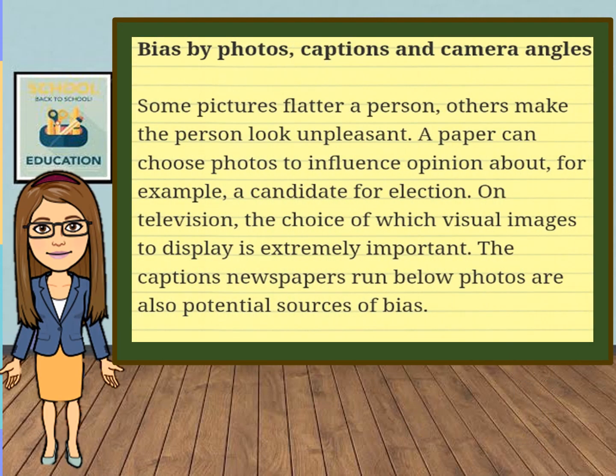Bias by photos, captions, and camera angles. Some pictures flatter a person. Others make the person look unpleasant. A paper can choose photos to influence opinion about, for example, a candidate for election. On television, the choice of which visual images to display is extremely important. The captions newspapers run below photos are also potential sources of bias.